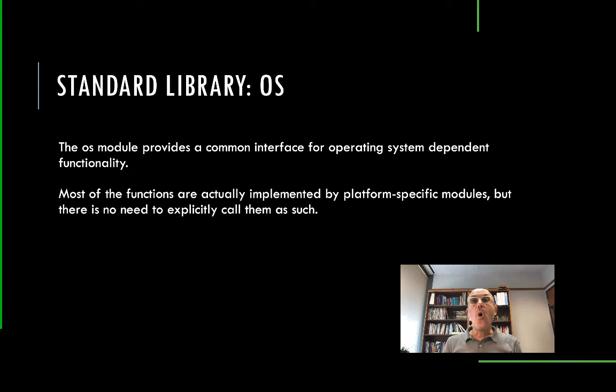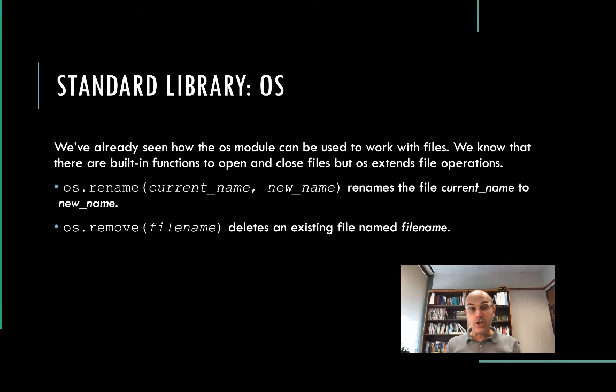Another module is OS, and the OS module provides a common interface for operating system dependent functionality. Most of the functions are actually implemented by platform specific modules, but you don't explicitly call them as such. So the idea here is that we already saw how to use the OS module in one of my examples in module 3 and module 4. So now we are going to build in functions that will open and close files, but also extend file operations.